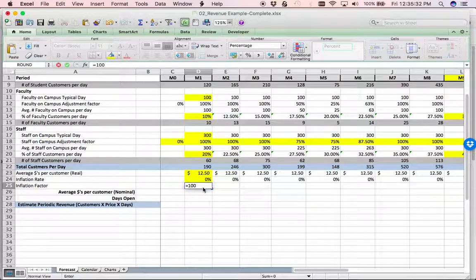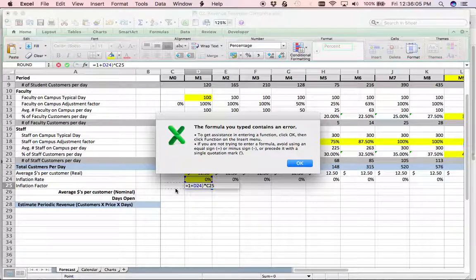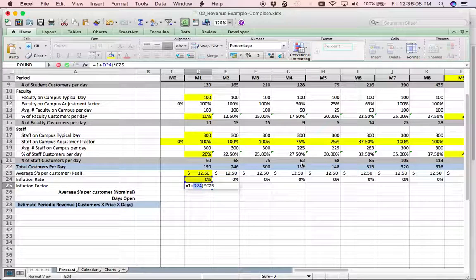100% times 1 plus whatever the current inflation factor is. Actually, we're going to say it's 1 plus whatever the inflation factor is, right? Times whatever the prior value was. Okay, I didn't like that because my parentheses weren't in the right place.